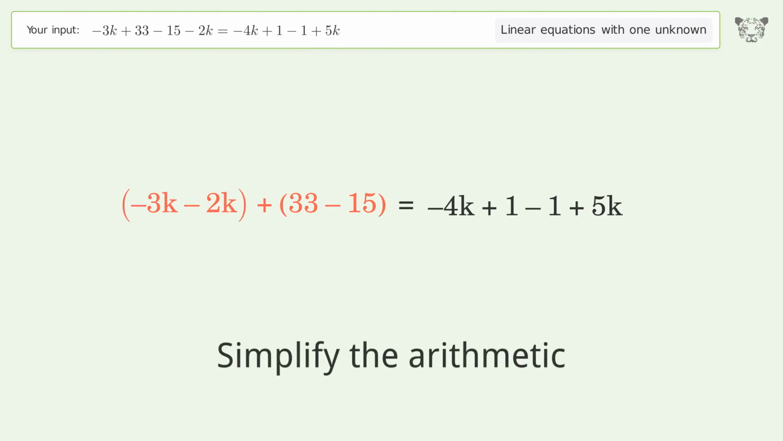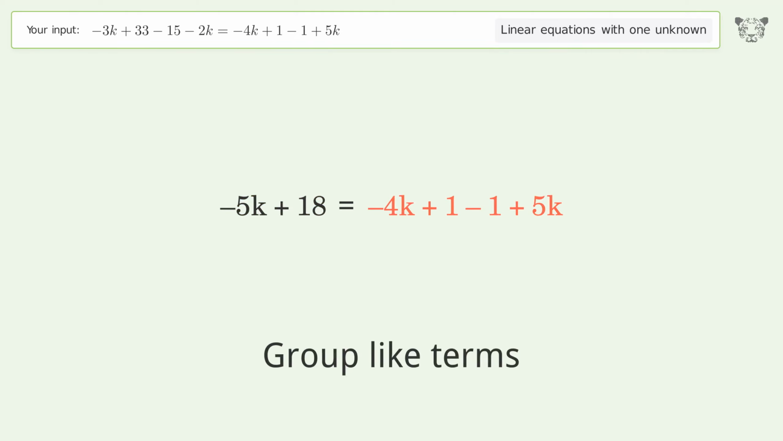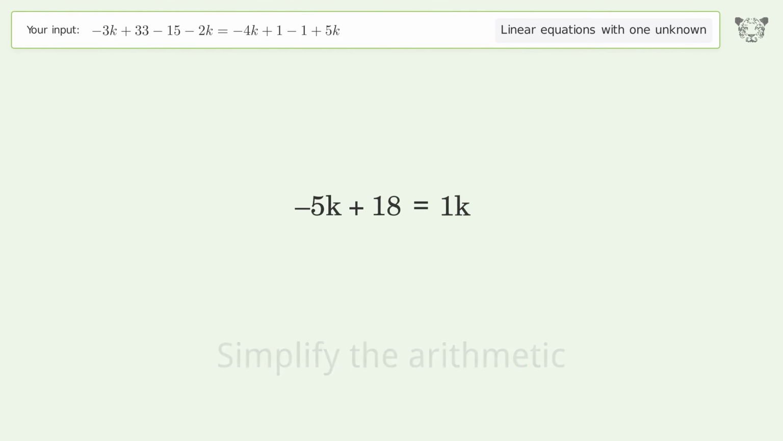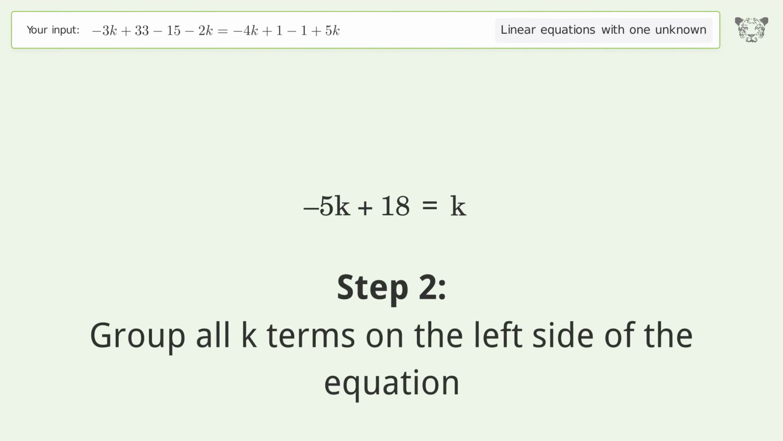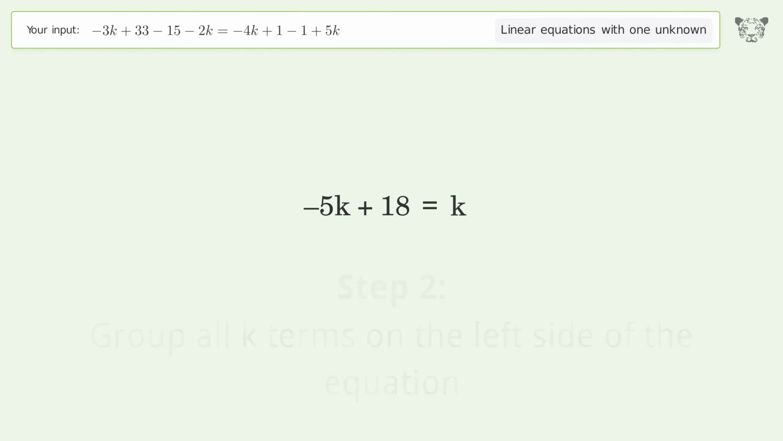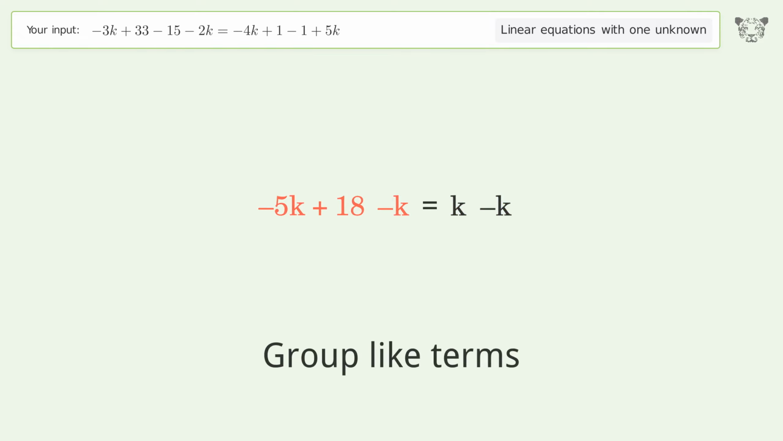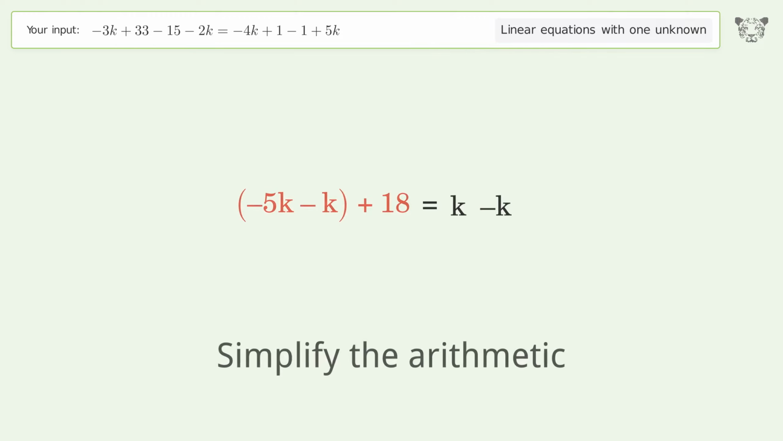Simplify the arithmetic. Group like terms. Simplify the arithmetic. Group all k terms on the left side of the equation. Subtract k from both sides. Group like terms. Simplify the arithmetic.